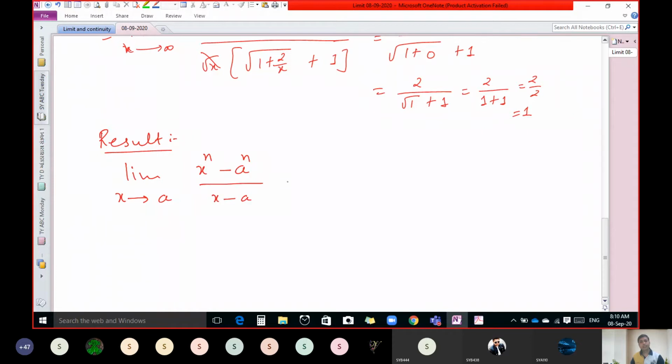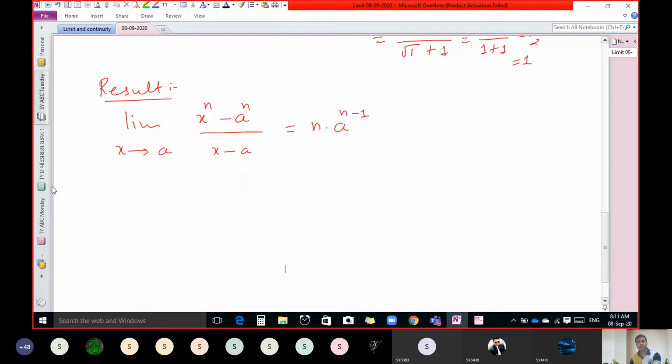If this is the question, then does any of you know the answer for this question? Any of you? n a raised to n minus 1. Perfect. It is n into a raised to n minus 1. This is the result. You have to learn this result. n into a raised to n minus 1, that is the answer for this question.